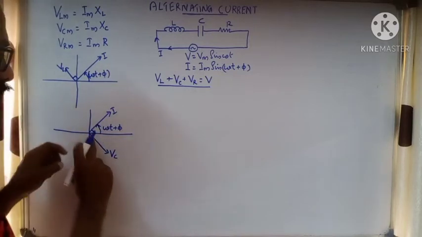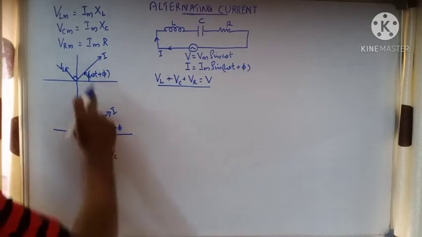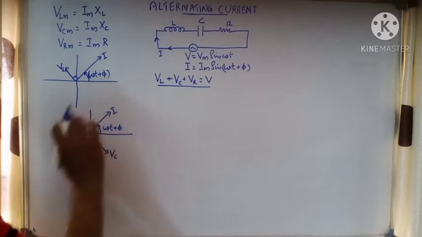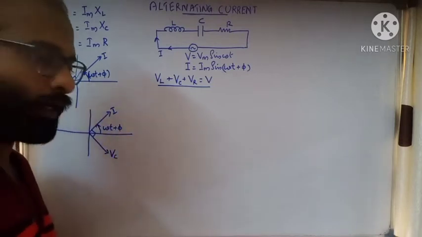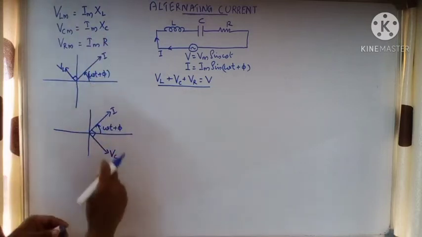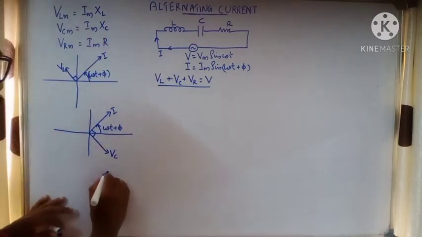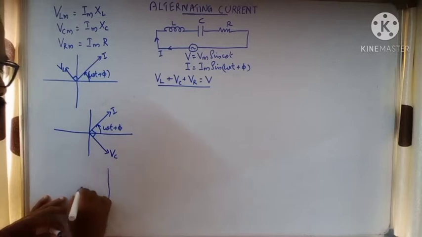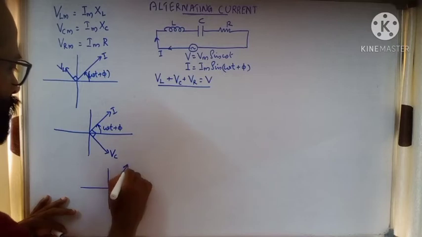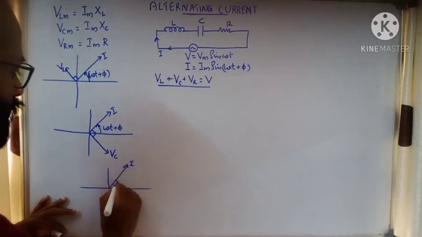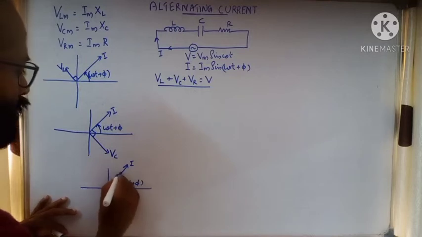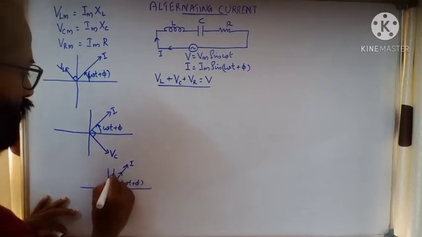What is the length of this phasor VC? It will be equal to VCM, the peak value. Length of this vector I will be equal to IM, the peak value current. Now we will see third one for the resistor. It is easy because they are in phase. When you draw the phasor for resistor, if this is the phasor for current, this angle is omega t plus phi.